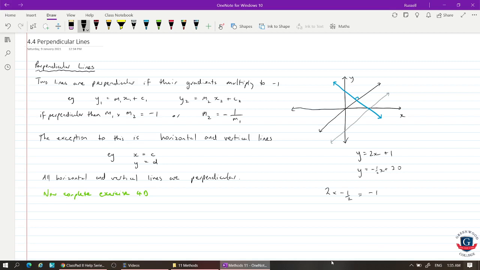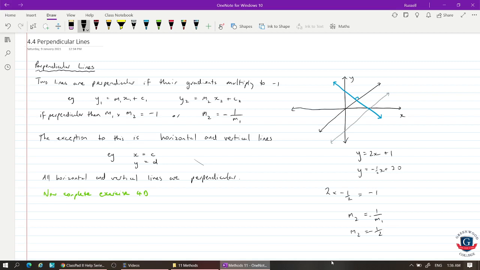So if we wanted to find a perpendicular of the first equation, we might go m2 equals -1 over m1, which might be m2 equals -1 over 2. Don't forget the negative. And that's where it comes from.